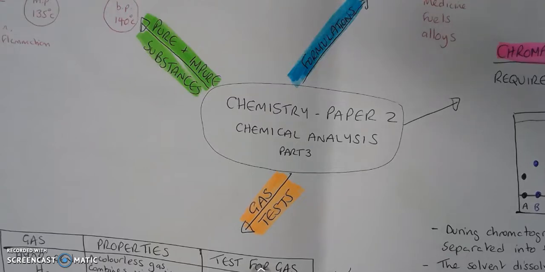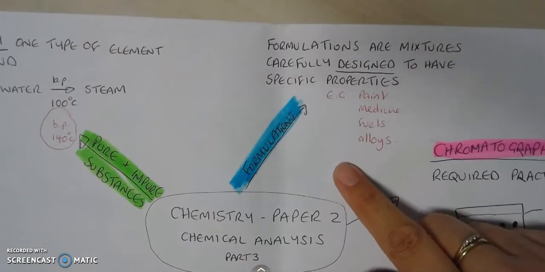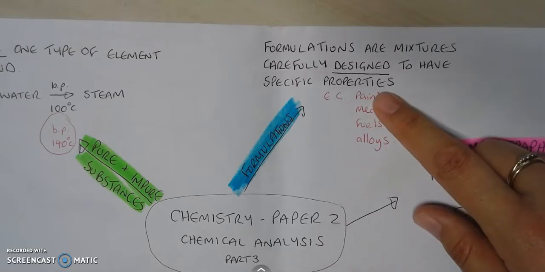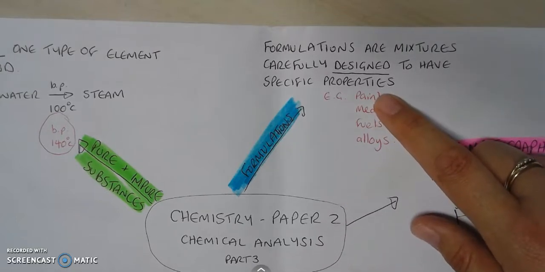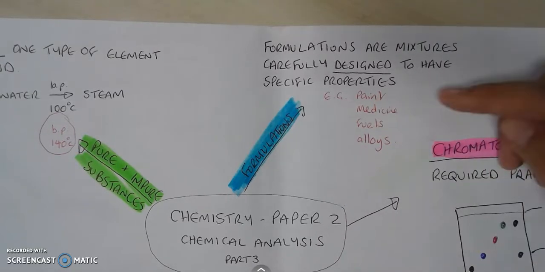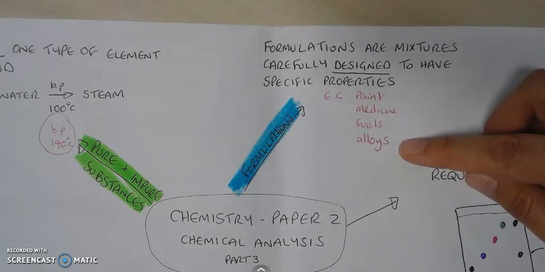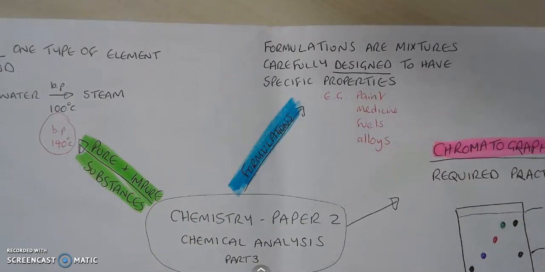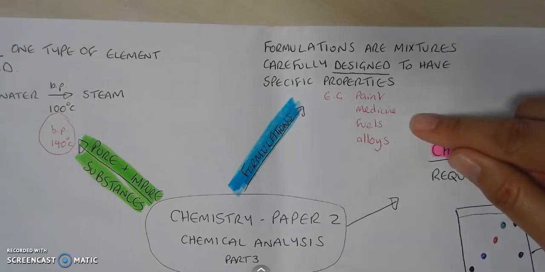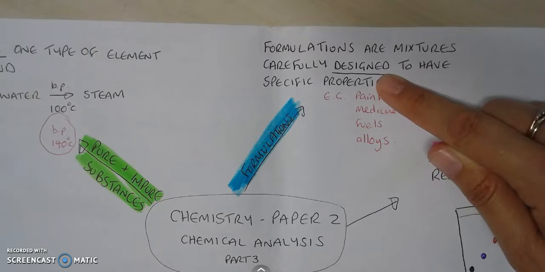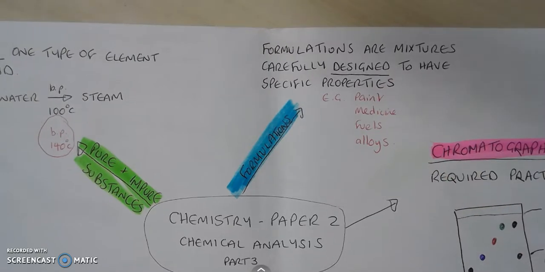So the first thing we're going to have a look at is something called a formulation. A formulation is a mixture which has carefully been designed to have specific properties. So if I put certain chemicals together, they will do a certain job. So for instance, paint, medicine, fuels, alloys, makeup, chewing gum, anything where chemicals have been put together for a specific job is a formulation. And it's making sure you use that word designed because of their specific properties.